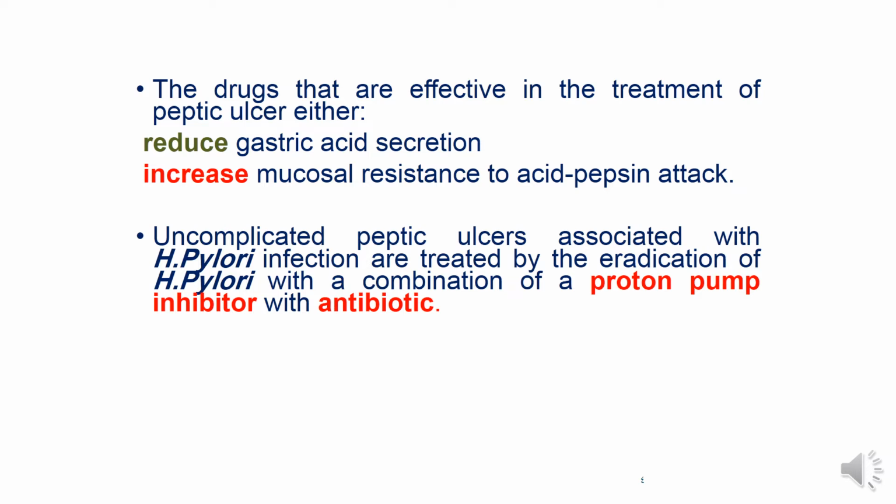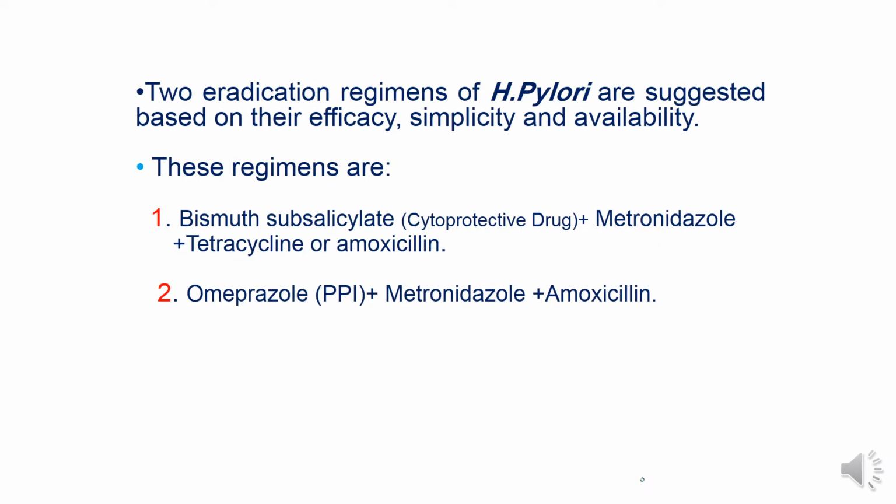Uncomplicated peptic ulcers associated with H. pylori infection are treated by eradication of H. pylori with a combination of a proton pump inhibitor with the use of antibiotics. Two eradication regimens of H. pylori are suggested based on their efficacy, simplicity, and availability. These regimens are the use of either bismuth subsalicylate, which is a cytoprotective drug, with metronidazole and tetracycline or amoxicillin as antibiotics, or the use of omeprazole as a proton pump inhibitor with the use of metronidazole and amoxicillin.